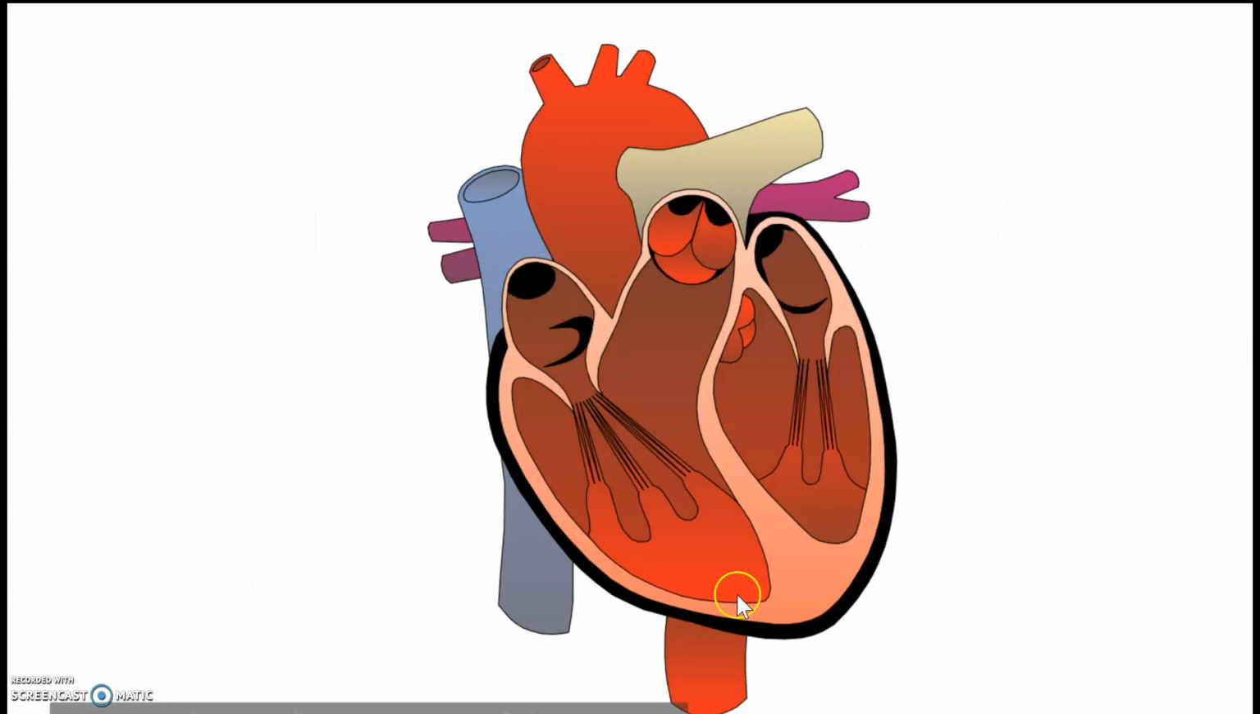Okay, so this side right here is the right side of the heart. Remember, it's patient right, so it's the opposite of our right on the paper. This side is patient left. Again, it's patient left, where that point is.